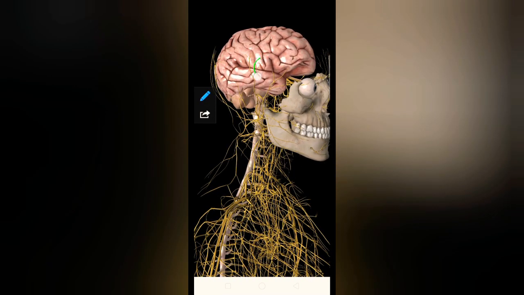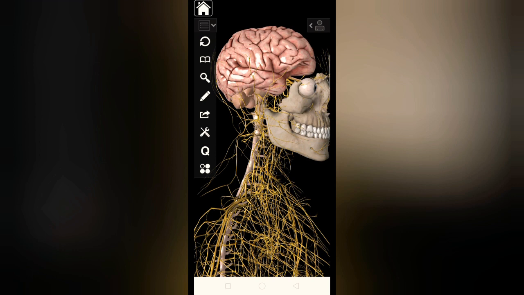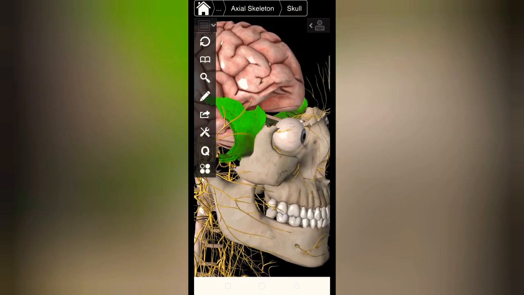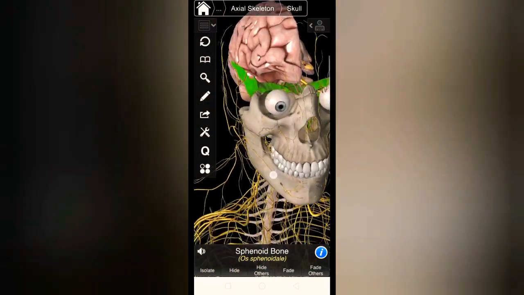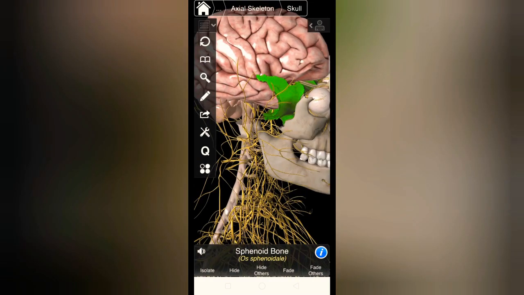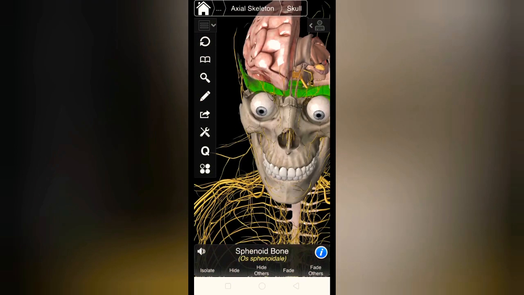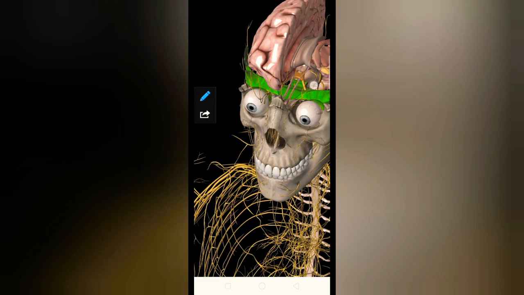This posterior ramus is important, so it is necessary to know its exact location. If we look for its exact location, it has laterally the posterior surface of the sphenoid bone. What I mean to say is, if we search for the sphenoid bone, this is our sphenoid bone. This is the greater wing of the sphenoid, and this is the lesser wing of the sphenoid.